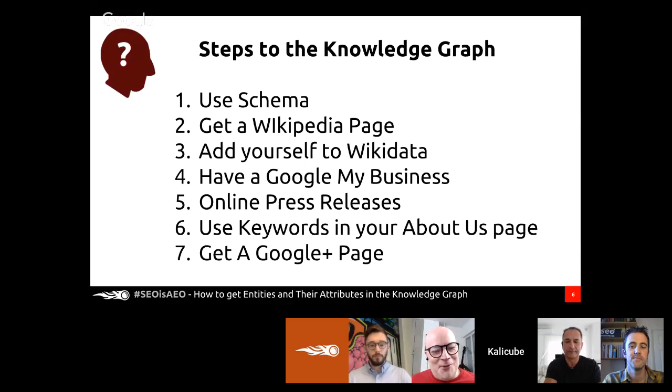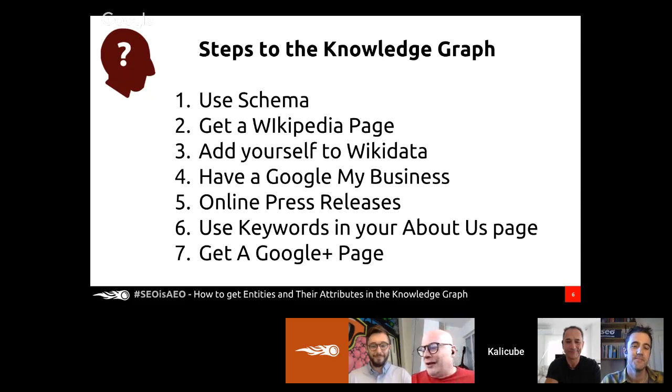I checked this out on the web and I found loads of articles. I actually looked at about 12 and then I got bored. But this is what basically comes out. It's use schema, get a Wikipedia page, add yourself to Wikidata, have a Google My Business, online press releases, which was the one I liked most because it's like your own site, such a self-centered point of view that I can't see that having any real value. Use keywords in your About Us page, which seems a bit out of date, and get a Google Plus page, which is now out of date, but wasn't when they wrote it, I assume.